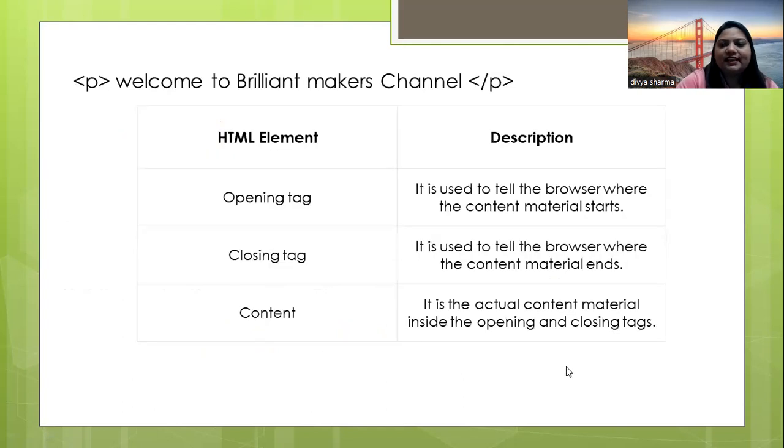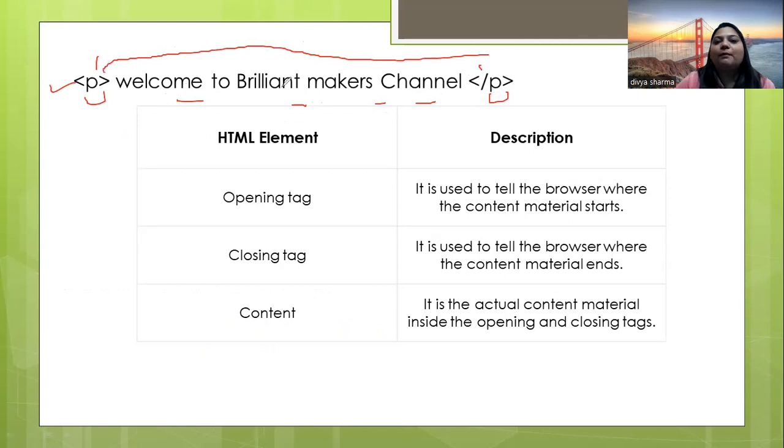You can see here that I have taken one more example. This is the paragraph opening tag and this is the paragraph closing tag. And within this, you have inserted your content like welcome to Brilliant Makers channel. This is the name of my channel, as you know. And this is the content which you have inserted between the opening and closing tag. So together, these three things make the HTML element. So an HTML element consists of opening tag, closing tag, and the content.